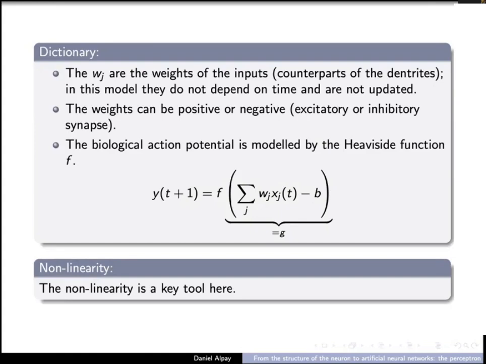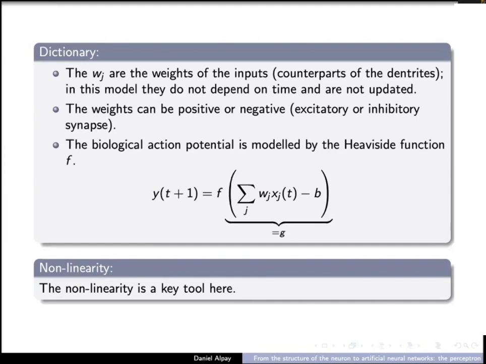No, the F is the same for everyone. It's the same for every neuron. The number of inputs and the weights will be different. I see. So X is the number of impulses and V is the weight, yes.